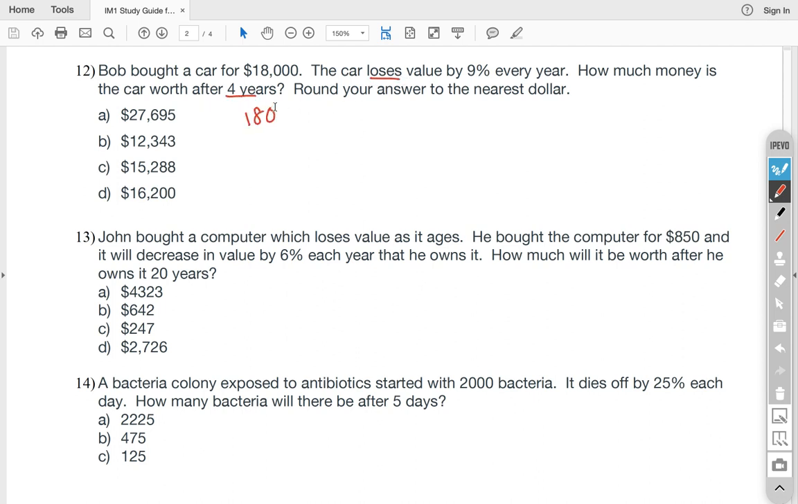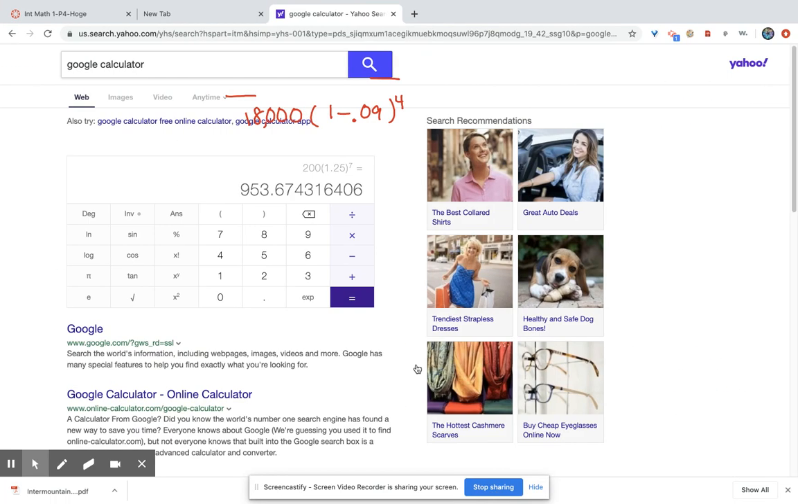So 18,000. Make sure you get the right number of zeros. 1 minus 0.09, because 9% is 0.09, raised to the 4th power. So let's put that in the calculator. So erase this. 18,000, parenthesis, 1 minus 0.09, parenthesis, to the, this is the exponent, 4th power.